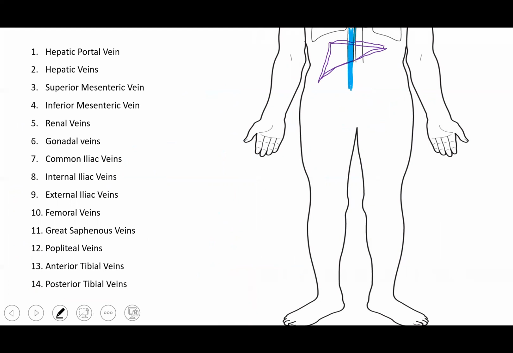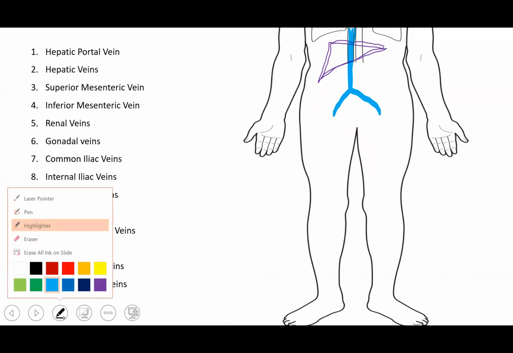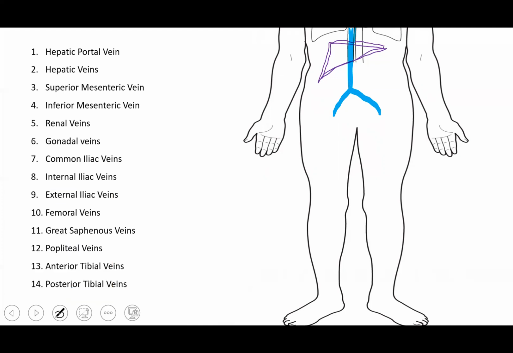Okay, the IVC is ultimately going to split in the same way that the abdominal aorta did as well. Okay, so let's add in some vessels. We're going to start with the hepatic portal vein. Now remember, all of the blood from the intestines, from the spleen, from the stomach, from the pancreas, all of that blood is going to pass through the liver before it returns to the IVC and to the right atrium.